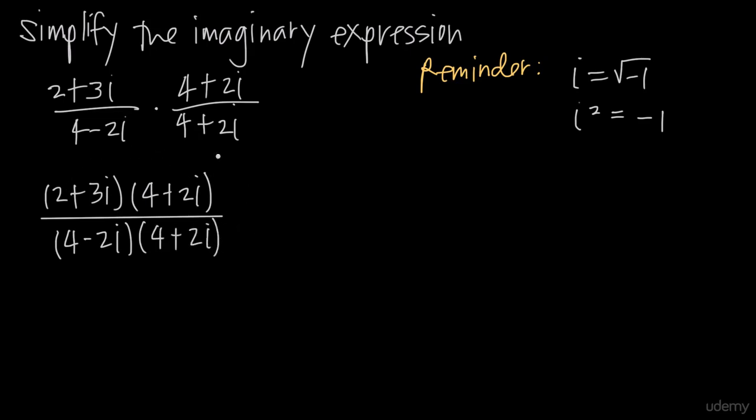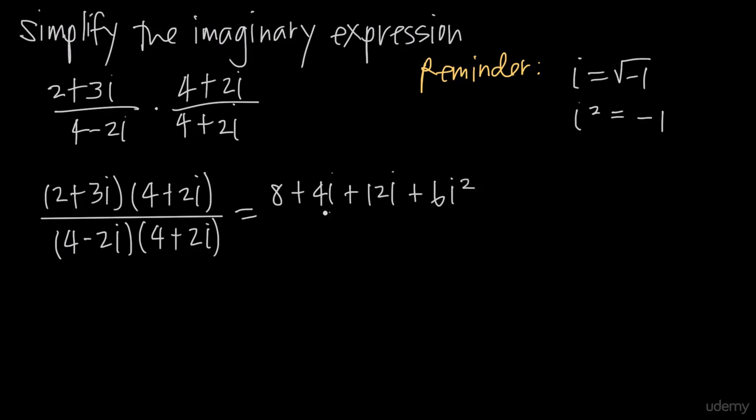When we do the multiplication here, what we're doing is FOILing out these binomial terms. Remember, FOIL stands for first, outer, inner, last. So when we multiply this out, we multiply the first terms together: 2 times 4 is 8. Then the outer terms, 2 times 2i gives us 4i. Then the inner terms, 3i and 4, gives us 12i when we multiply them together. And then the last terms, 3i times 2i, gives us 6i squared.